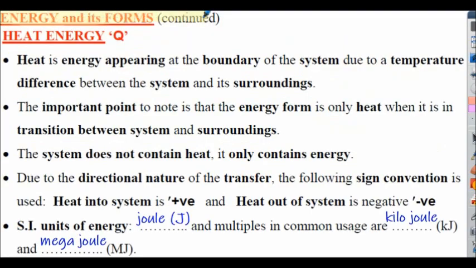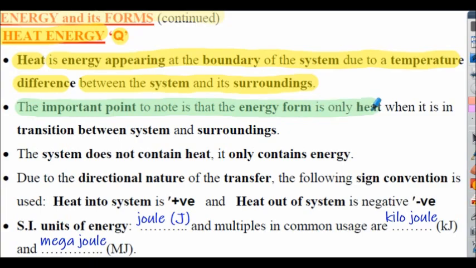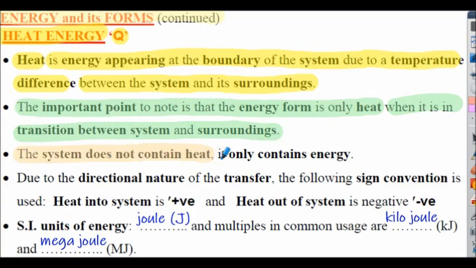Energy and its forms continued. Let's consider heat energy, symbol uppercase Q. So heat is energy appearing at the boundary of the system due to a temperature difference between the system and its surroundings. The important point to note is that the energy form is only heat when it is in transition between the system and the surroundings. The system does not contain heat, it only contains energy.